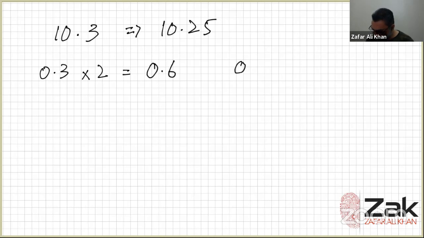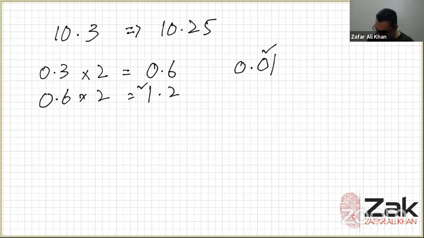0.6. So we have got a 0 over here, this one. And then we will multiply 0.6 by 2. This will make it 1.2. So this time we will take this 1 and put it over here. And then we will go further, 1.2 multiplied by 2. This will make it 2.2.